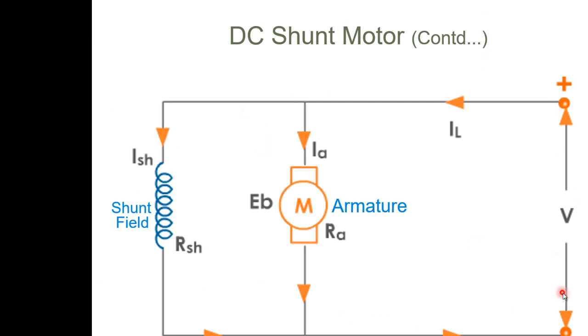Here we are applying the voltage V, and if we observe, there is a shunt field winding across the armature. So this is called shunt, or else parallel. That is why we call it a shunt motor. Here the load current will split into the armature and the shunt. This is IA and this is ISH. Hence the total current IL is equal to IA plus ISH.